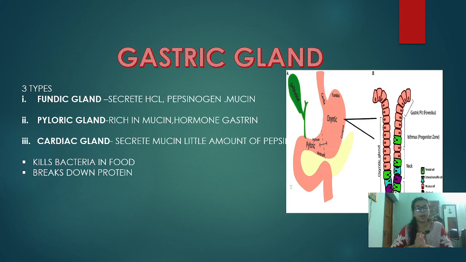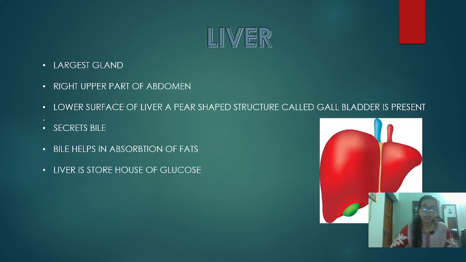Apart from that, we have discussed that it kills the bacteria in the food as well as breaks down the protein. Next, coming to the next part of the associated gland, that is the liver, which is the master of all. If the liver does not function properly, then everything is affected. So, it is the largest gland and it is located in the right upper part of the abdomen, and basically you can see here this red portion is the liver, and here the pear shaped structure is the gallbladder.